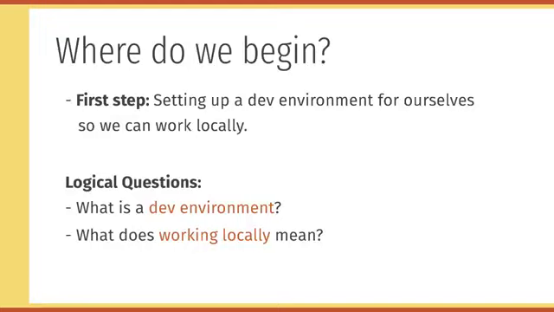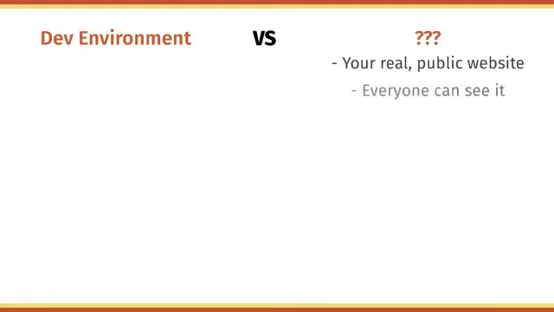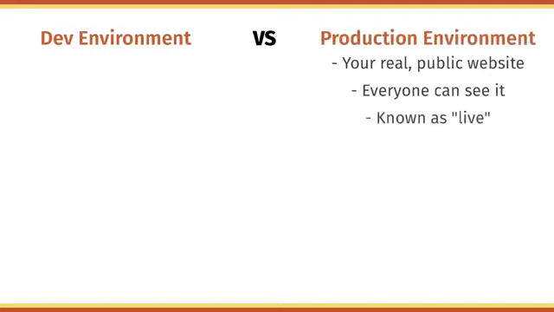Let's start with the dev environment. The best way to explain what it is is to begin with its opposite. The opposite of a dev environment is your real website that the entire world can see. So in the past, you might have purchased a domain name, like your own .com or .org, and you might have also purchased a web hosting plan and used WordPress to create a website. In the industry, we refer to that real website that the entire world can see as your live environment or your production environment.